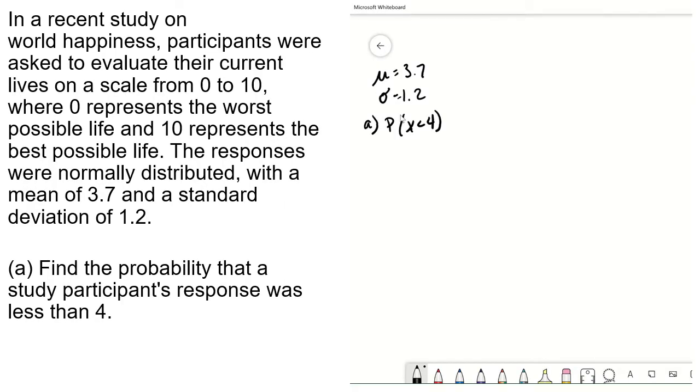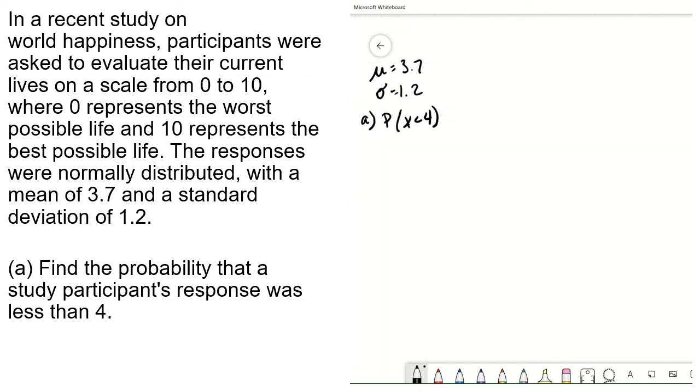So for this problem, we'll need to look at the mean and standard deviation. We're going to use a mean of 3.7 and a standard deviation of 1.2. The first question asks us to find the probability that x is less than 4.